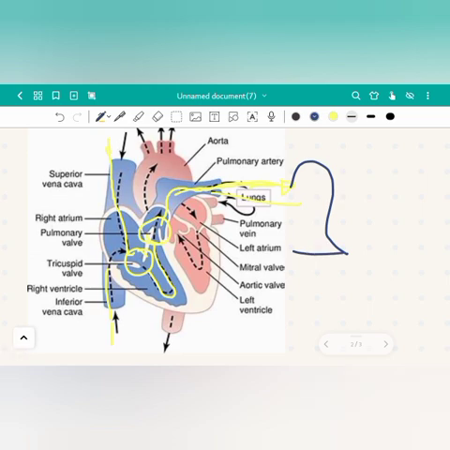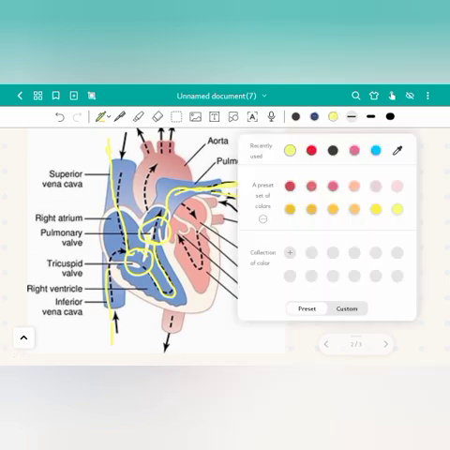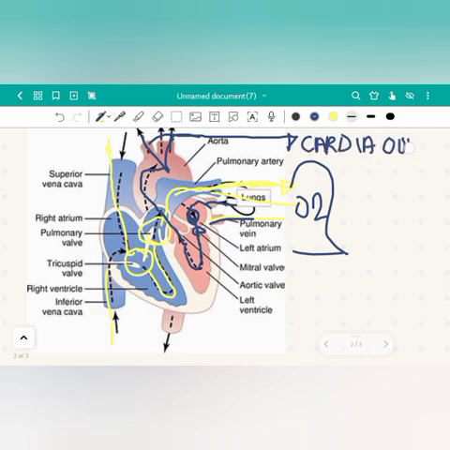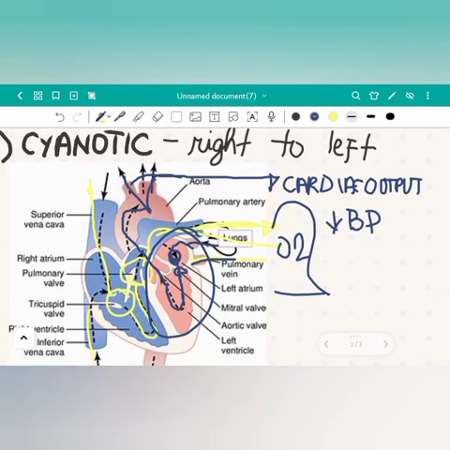So from the lungs, it becomes oxygenated blood. Okay? So it will go through the pulmonary vein, and it will open the mitral valve. It will go to the left ventricle, it will open the aortic valve, go to the aorta, and of course, it will distribute through the systemic circulation. So from the systemic, this will become the cardiac output of a patient, so a child. Okay? So if there will be low cardiac output, there will be low blood pressure. So that one we're going to discuss later on.